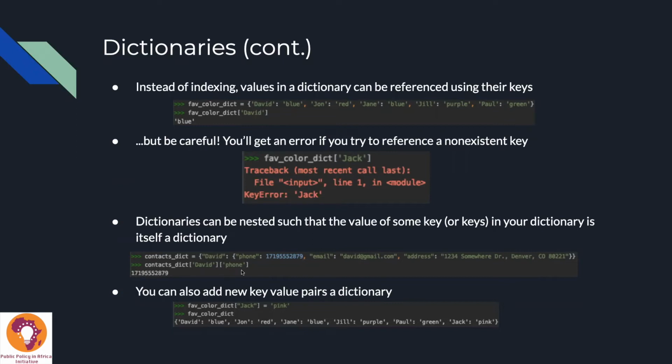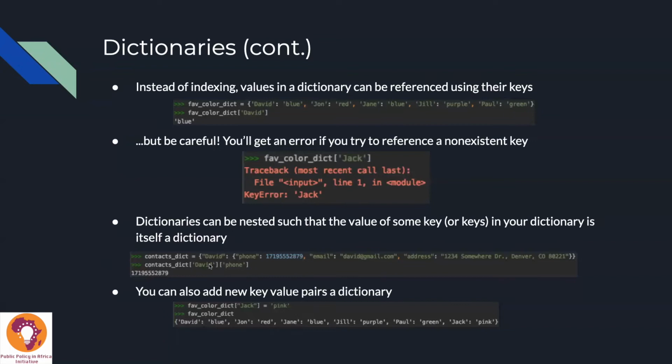So now if we want to reference, say we want to know David's phone number, we pass in David to these first square brackets here. And then that is going to return another dictionary, right? So now having contacts_dict David, that's another dictionary. So since that's another dictionary, we can tack on another of these square brackets, and we pass in another key there. Here I want to get the phone number, so I put in the phone key there, and then that'll return 1719-555-2879.